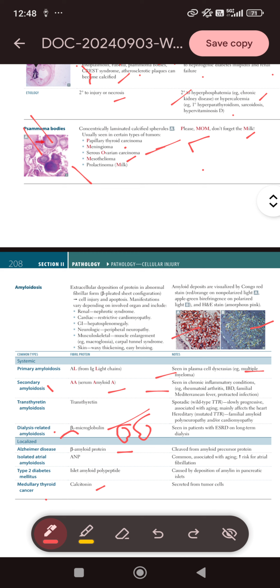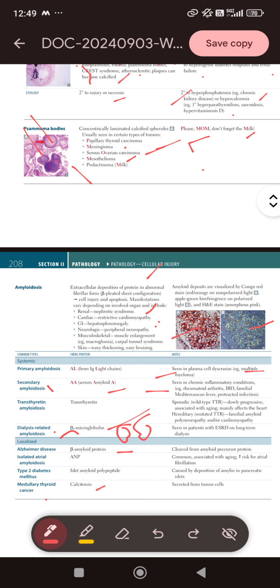And for the definition, amyloidosis, what is it? It is an extracellular deposition of protein in abnormal fibrillar form, also known as beta pleated sheet configuration, and it causes cell injury and apoptosis. Manifestations vary depending on the involved organ and include: renal, nephrotic syndrome; cardiac, restrictive cardiomyopathy; GI, hepatosplenomegaly; neurological, peripheral neuropathy; musculoskeletal, muscle enlargement, macroglossia, carpal tunnel syndrome; skin, waxy thickening and easy bruising.